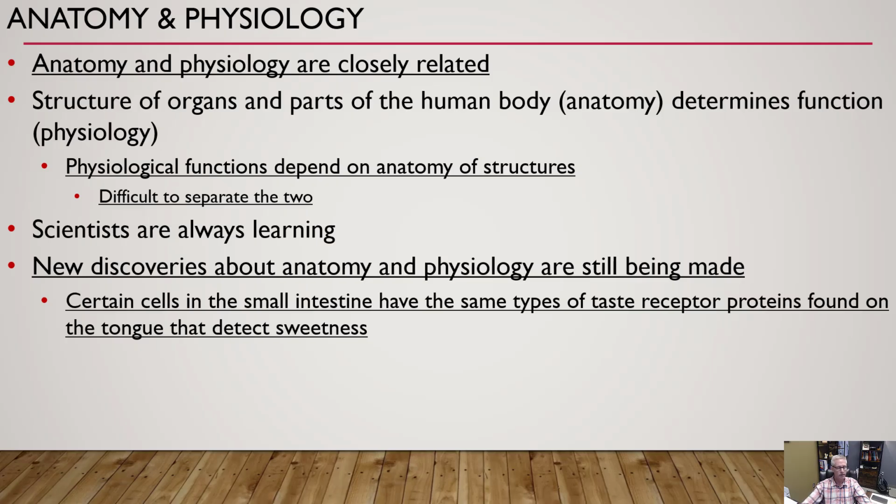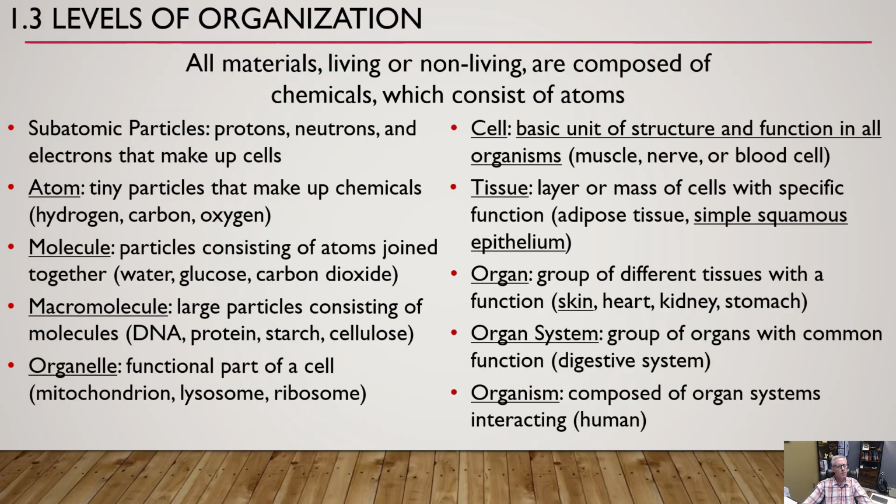And one thing on here that I mentioned is that certain cells in the small intestine have the same type of taste receptor proteins that are found on the tongue that detect sweetness. We'll get into some more next chapter when we talk about chemistry, that I actually just read this morning. All right, so levels of organization. I will say you're going to need to know this slide in and out.